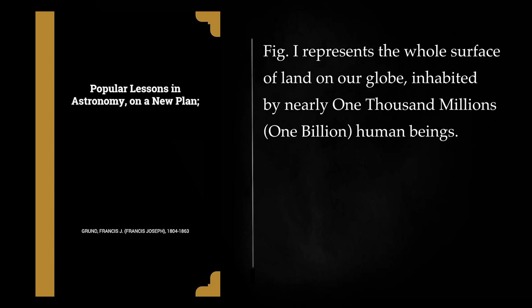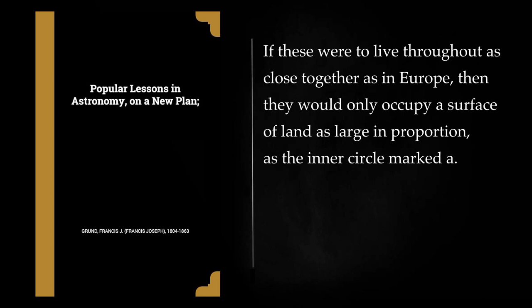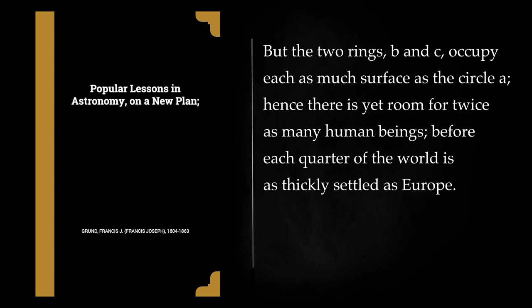Fig. 1 represents the whole surface of land on our globe, inhabited by nearly 1,000 millions, 1 billion, human beings. If these were to live throughout as close together as in Europe, then they would only occupy a surface of land as large in proportion as the inner circle marked A. But the two rings, B and C, occupy each as much surface as the circle A. Hence there is yet room for twice as many human beings, before each quarter of the world is as thickly settled as Europe. Fig. 2 represents Asia and its population.